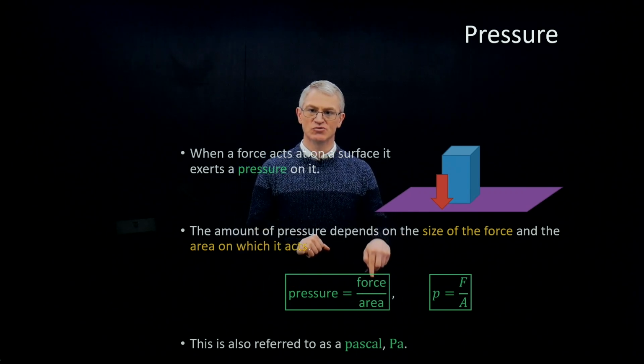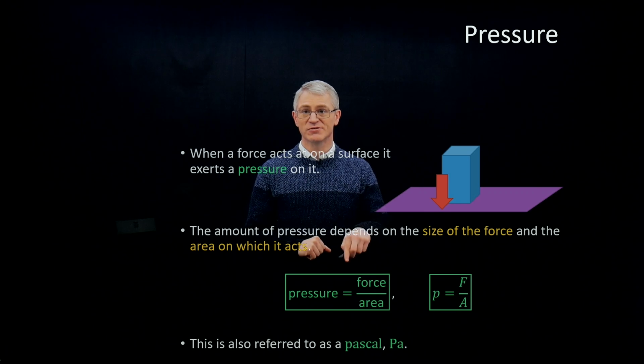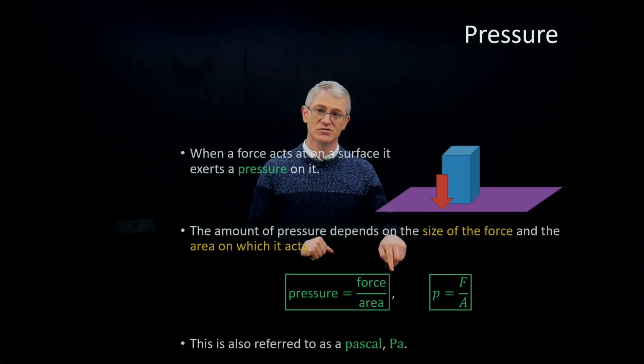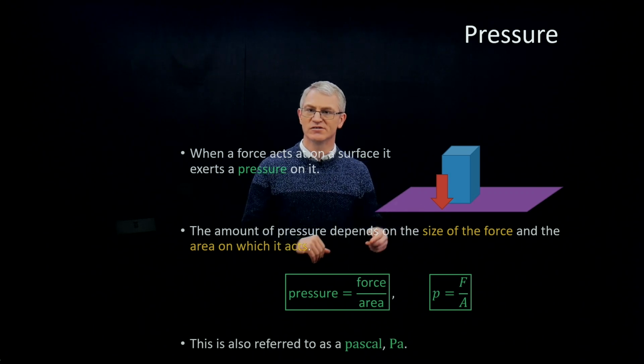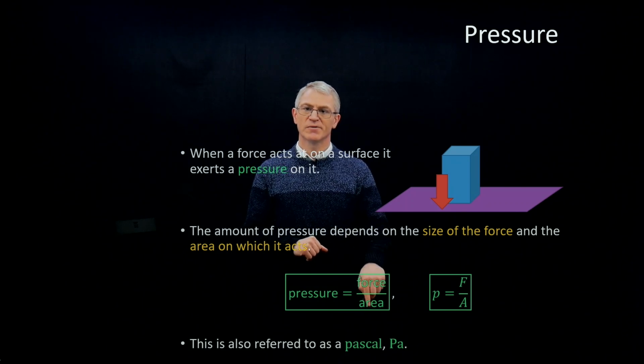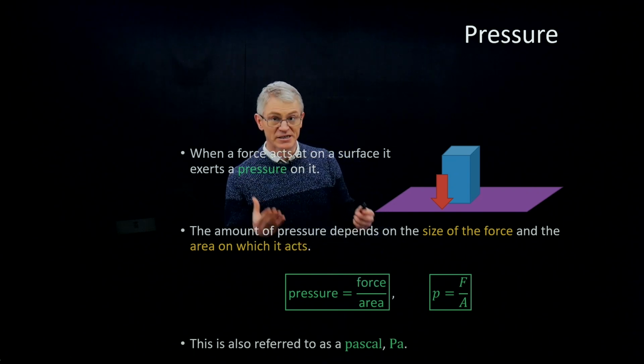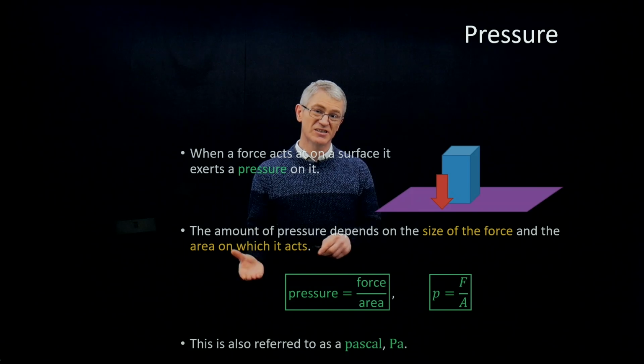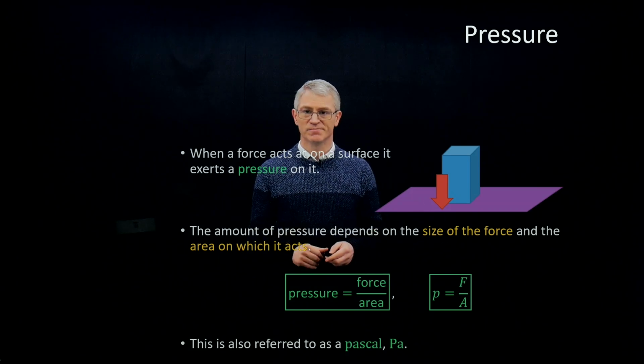Force has to be in newtons. You can convert kilonewtons to newtons by just multiplying by 1,000. Like I say, kilonewtons to newtons is times by 1,000. We'll talk about the units in a slide or two. So newtons divided by metres squared. That means we're going to talk about an example next where you convert centimetres squared into metres squared.